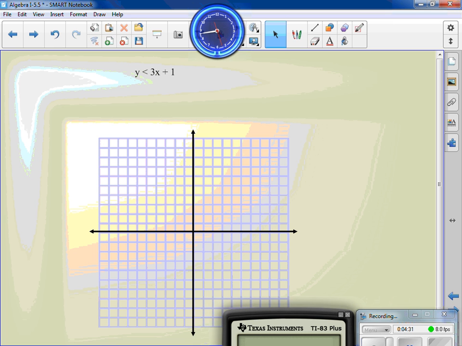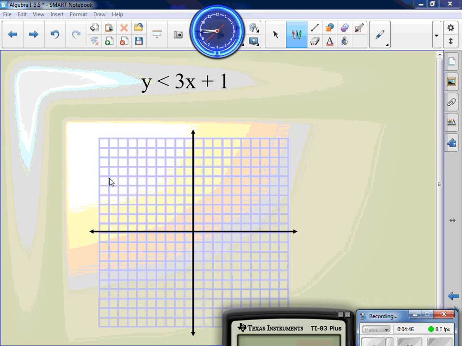Here's this one. I have y is less than 3x plus 1. In the next quadrant over, try this problem. Where do I start on this problem? I start up 1 because of this plus 1. Why do I go up 3? The slope is 3, and the slope really means 3 over 1, if you think of slope as rise over run. From this point, I must rise 3, 1, 2, 3, and I must run 1. I only have my 2 points.